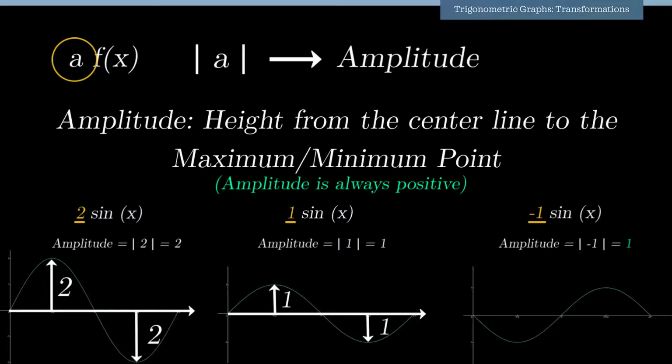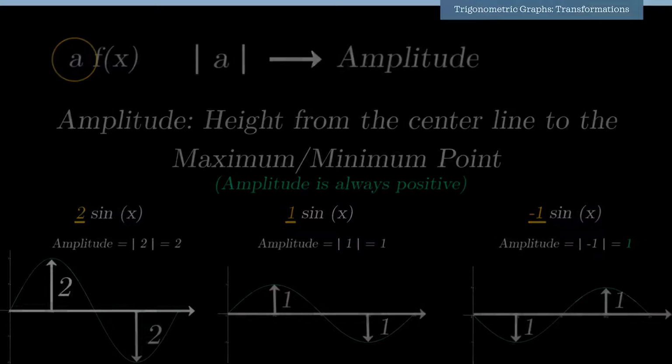And you can see on the graph of minus sine x also, the distance from the center line to the maximum point or to the minimum point is also 1. So this was the amplitude, and the amplitude is the coefficient of the trigonometric function. Now let's look at examples of these transformations for cosine x and tan x.